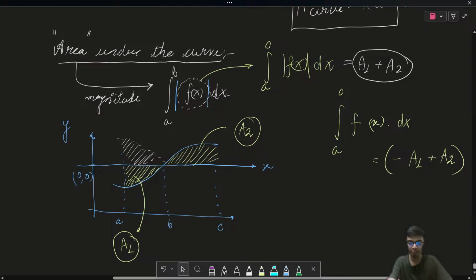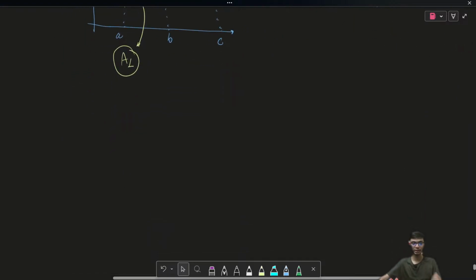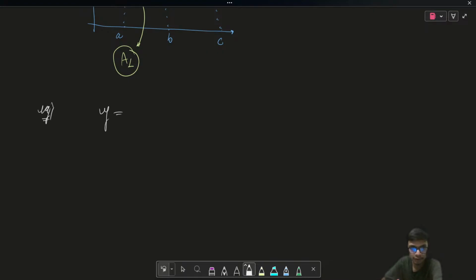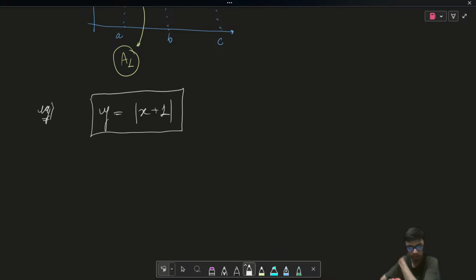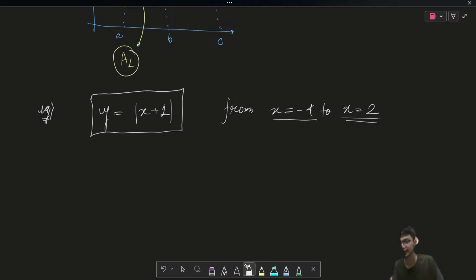Okay, so let me take a simple question. First of all, in the question it is mentioned, find the area under the curve y is equal to mod of x plus 1. So you have to find the area under the curve mod of x plus 1 from x equals minus 4 to x equals 2. So you have to find out the area bounded by this curve from x equals minus 4 to x equals 2. Now when I basically mean area, we also have to get a bounded region, right?